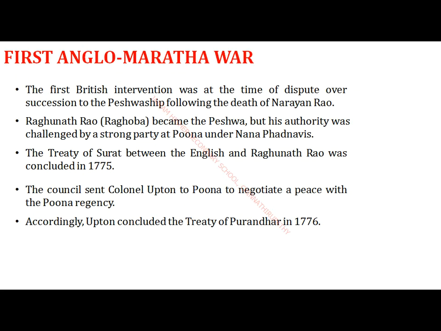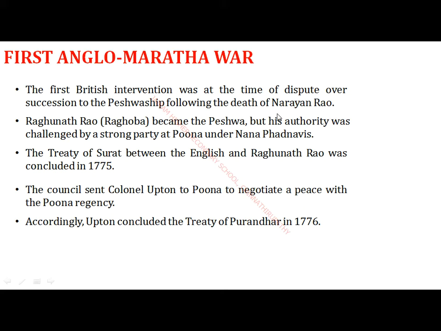And next, see, first Anglo-Maratha War. It took place between the Maharashtrians and the Britishers. For what cause did the first Anglo-Maratha War take place? The first British intervention was at the time of dispute over succession to the Peshwaship following the death of Narayan Rao. It means what? Here the interference of the Britishers started from where? Started from the death of Narayan Rao.